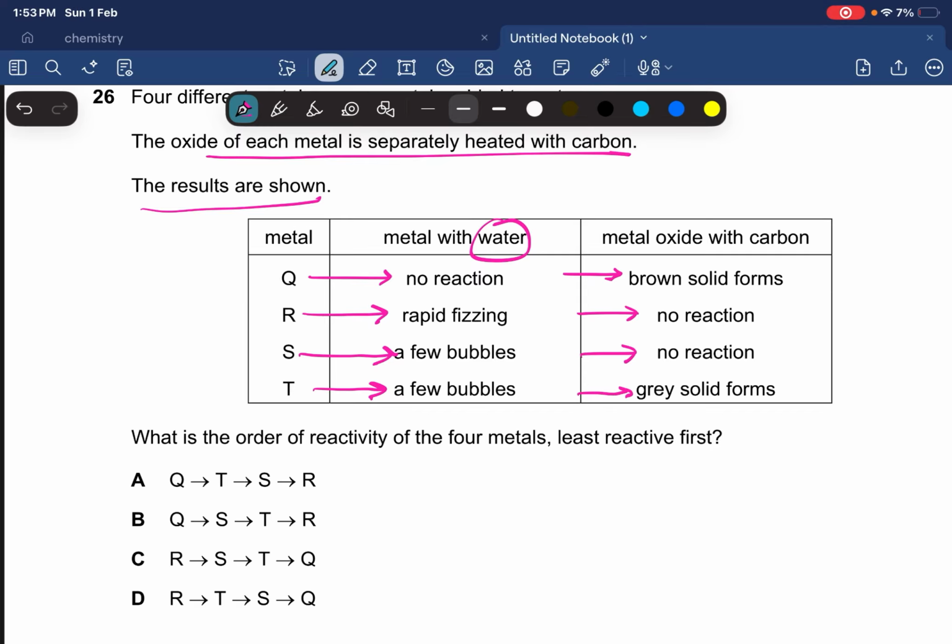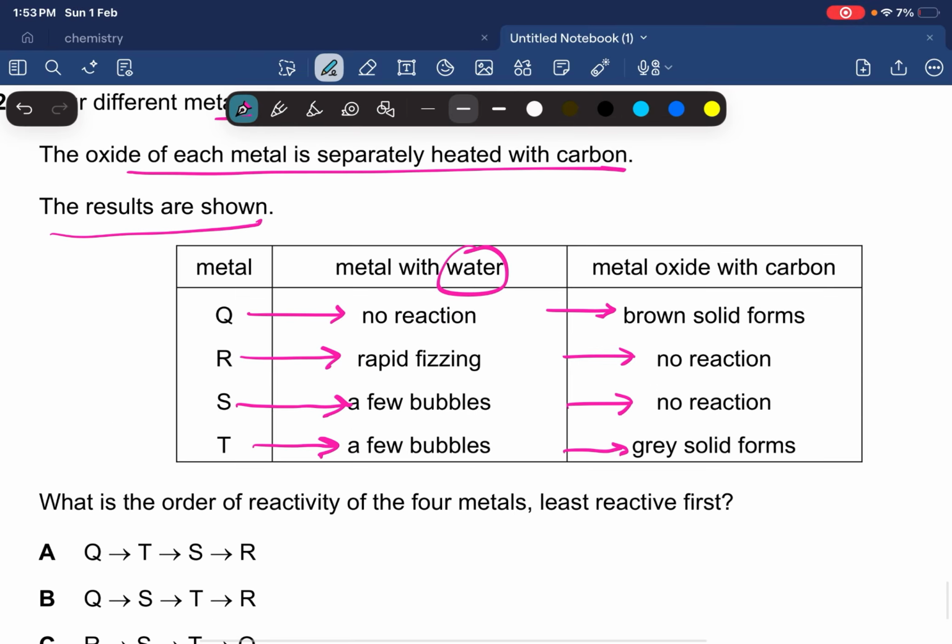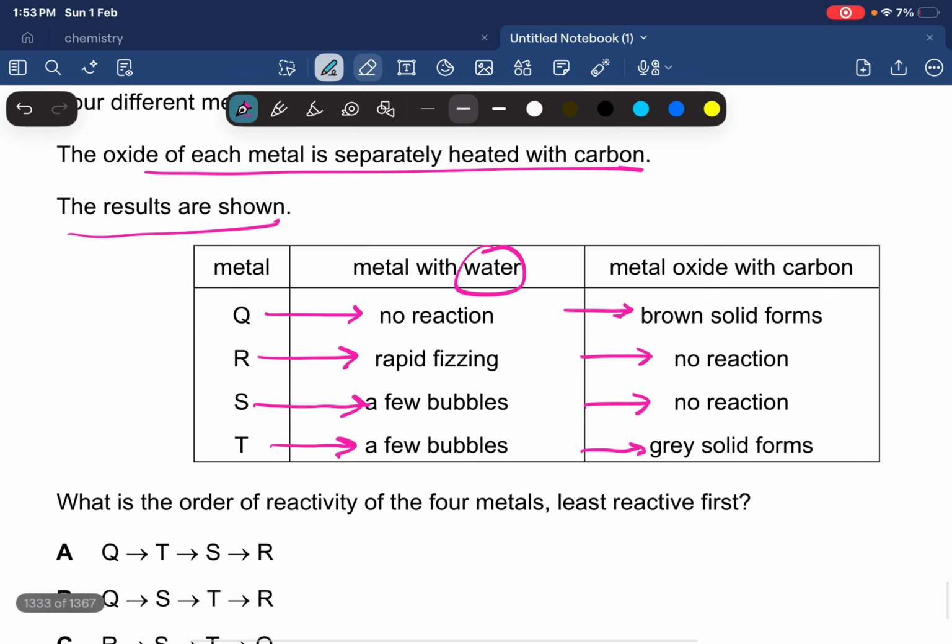First, you have to realize the metal that reacts with both water and carbon is going to be the most reactive. So T over here is reacting with both, right? I guess only T is reacting with both. A few bubbles and a gray solid forms. But, no. There's one more thing you have to realize.